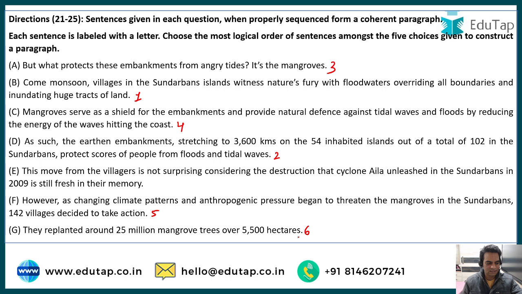That should be the sixth sentence, and last should be E. This move from the villages is not surprising considering the destruction that Cyclone Aila unleashed in the Sundarbans in 2009 is still fresh in their memory. So that should be sentence number 7.